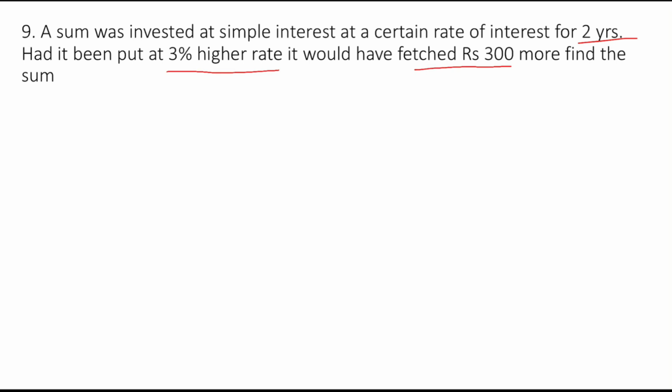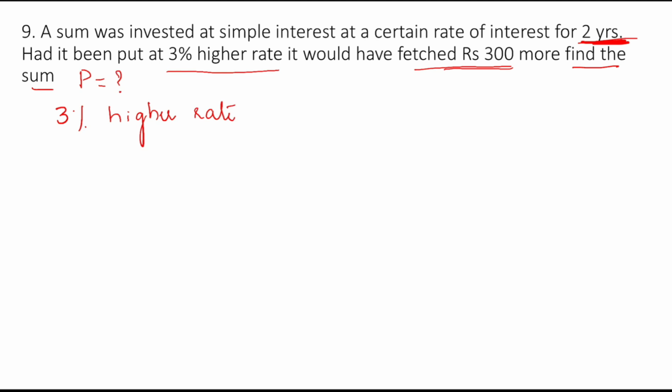So whatever rate was given, if it was 3% more than that, then we would have got 300 rupees more. So what is the sum? Find the sum, they are saying. So principal is how much? If we had invested at a 3% higher rate, for how many years? It should be invested for 2 years.